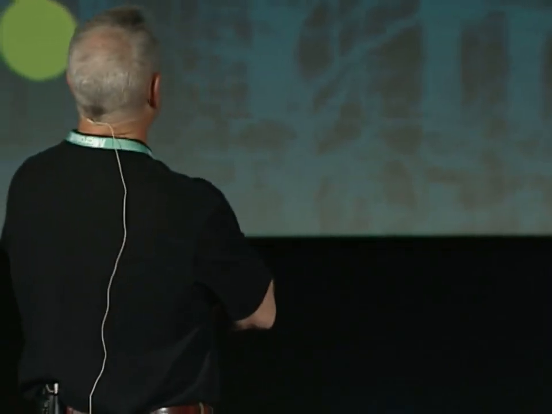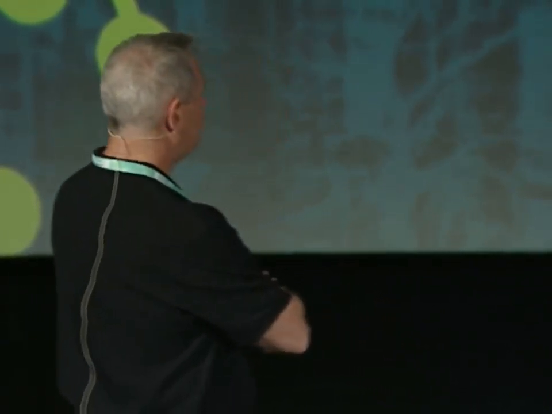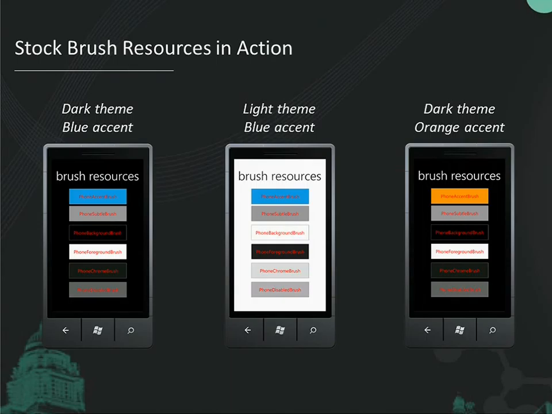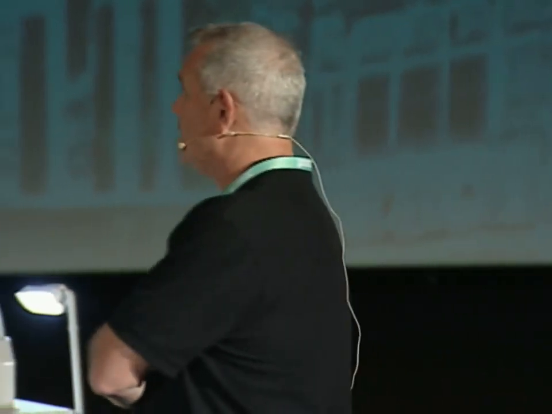The magic thing about these stock brush resources is that they change as the system colors change. In fact, I've shown an example here. Notice the third block down, PhoneBackgroundBrush. Notice how when the user has a dark theme selected, that brush is very dark. In fact, it is black if I remember correctly. Notice PhoneForegroundBrush, when the user selected a dark theme, is something that's rather light, something that will show up against that dark background. But if they choose the light theme on their phone, look how PhoneForegroundBrush and PhoneBackgroundBrush change.